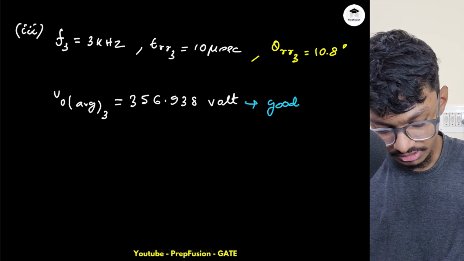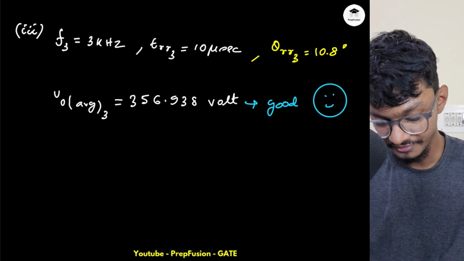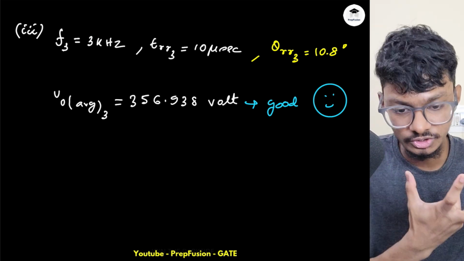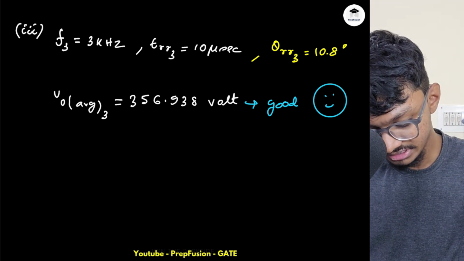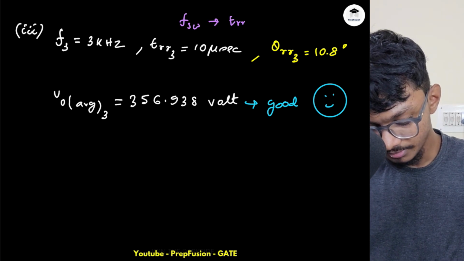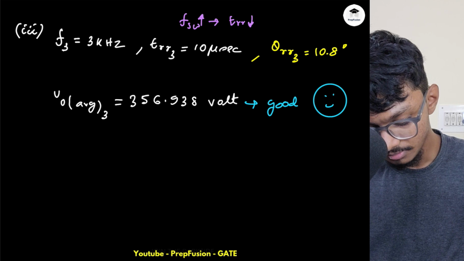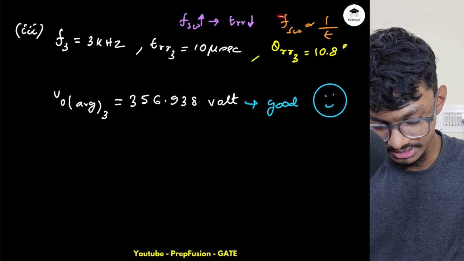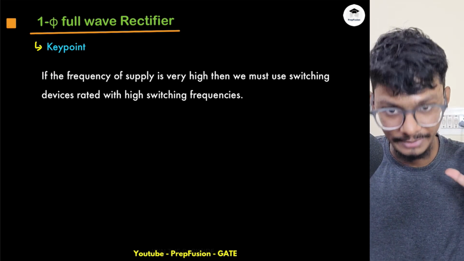What changed here? Basically I reduced my TRR. As my frequency increased, I reduced my TRR. What do I mean by reducing TRR? Basically I am using a switch of higher switching frequency, because as my switching frequency FSW increases, my TRR will reduce. Why? Because my switching frequency is inversely proportional to the time, so if I increase this, the time has to reduce.